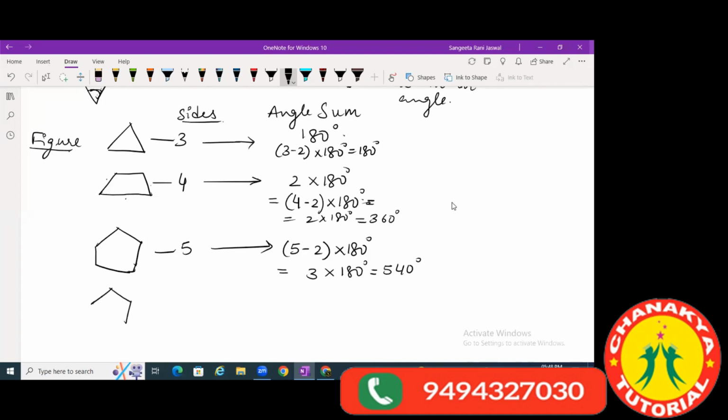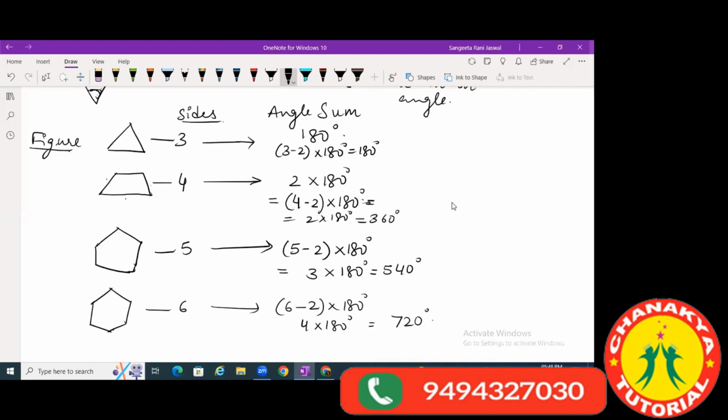Now let's take some 6-sided figure. Like this. Now I'm taking this as 6 minus 2 into 180 degrees, which gives me 4 into 180 degrees. So how much is this?